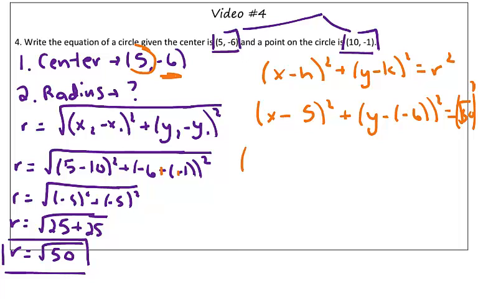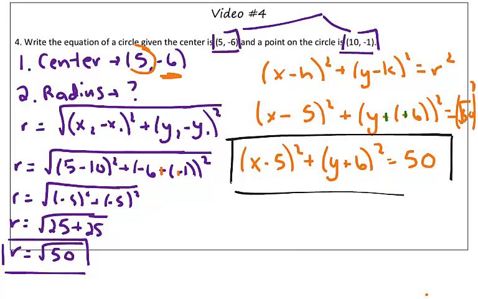So, I'm going to move this over a little bit. We've got x minus 5 quantity squared plus, remember, we distribute the negative, so these will become positive. Y plus 6 squared equals, well, the square root of 50 squared is just 50. So our final answer is this. Nice work!